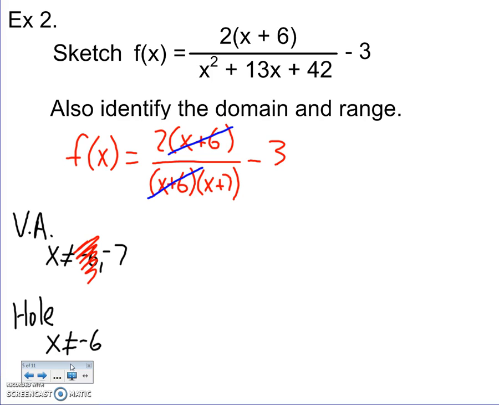Now the horizontal asymptote, the HA, that comes from k. Well, k is negative 3. Alright, so that's where my vertical asymptote is. Horizontal asymptote, y cannot be negative 3.